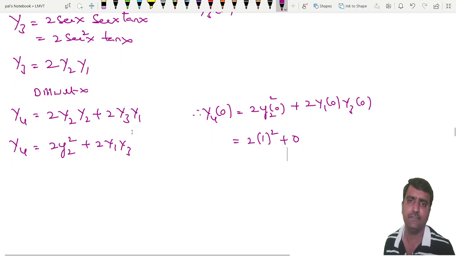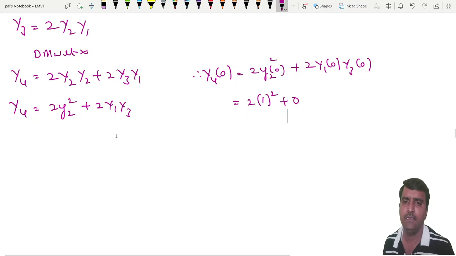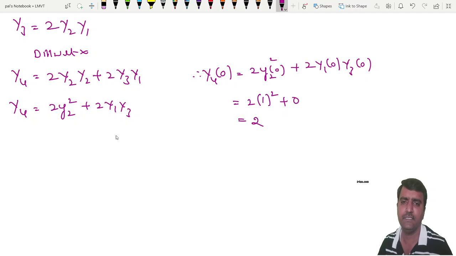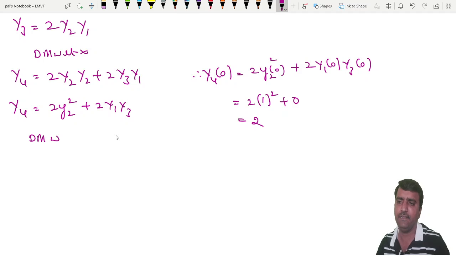So y3 is also 0, so it is 0. Now y4 of 0 is 2. The value of y4 of 0 is 2. Again you differentiate y4 to obtain y5. Differentiate with respect to x. Differentiation of y4 is y5.